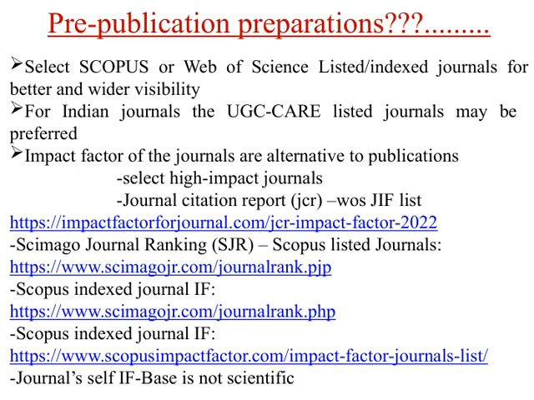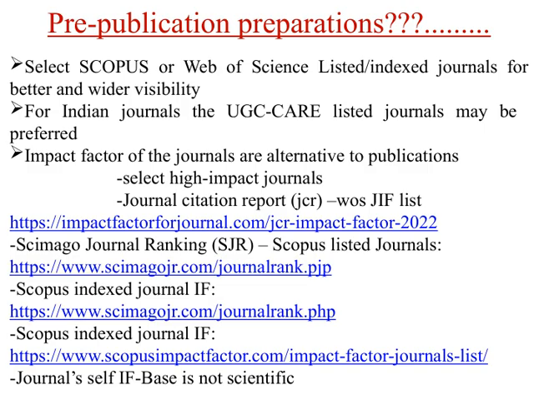When it comes to pre-publication preparations, one of the most crucial steps is choosing the right journal. It's important to select either Scopus or Web of Science listed and indexed journals, as these platforms offer better and wider visibility for your research. If you're considering Indian journals, UGC Care listed journals might be a preferred choice because they are recognized and credible within the academic community. Now, an important aspect to consider is the impact factor of the journal.